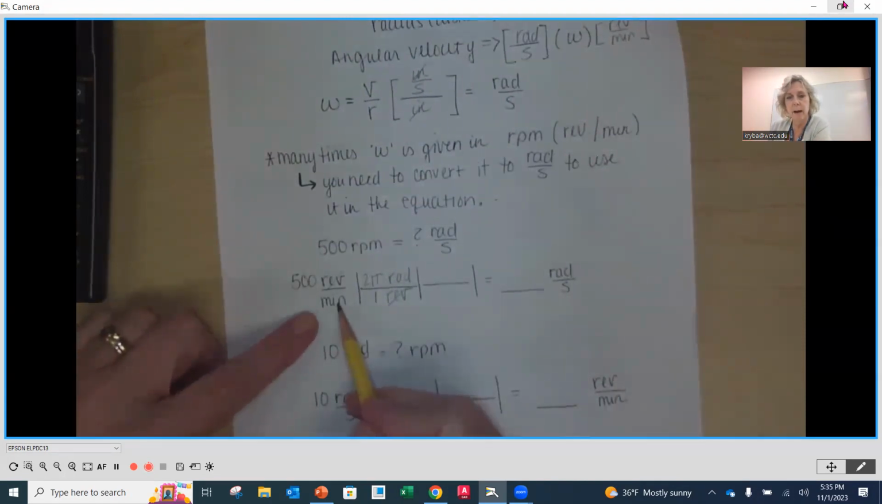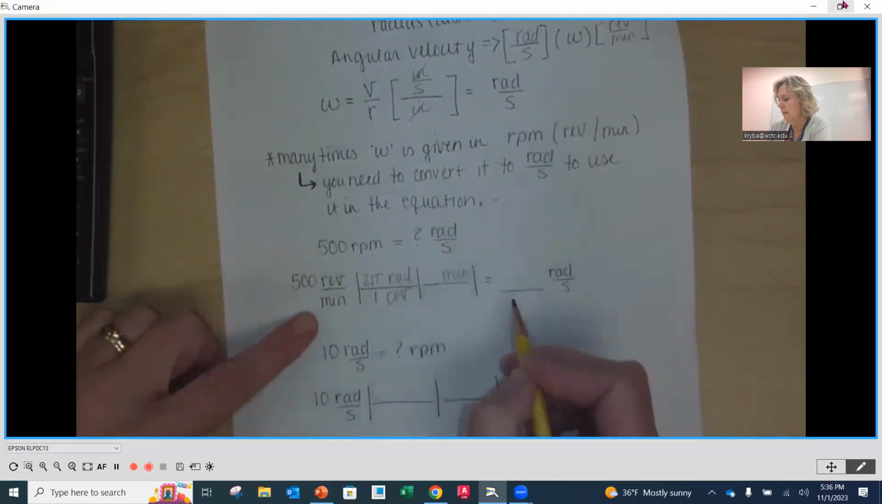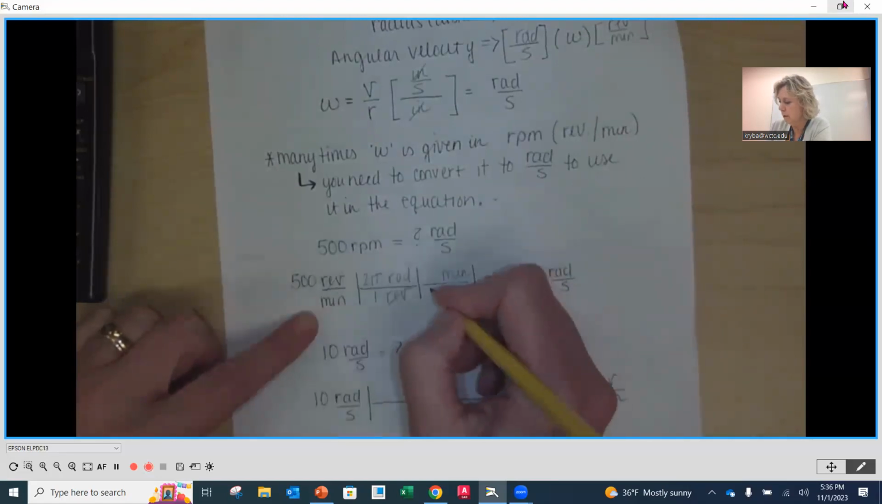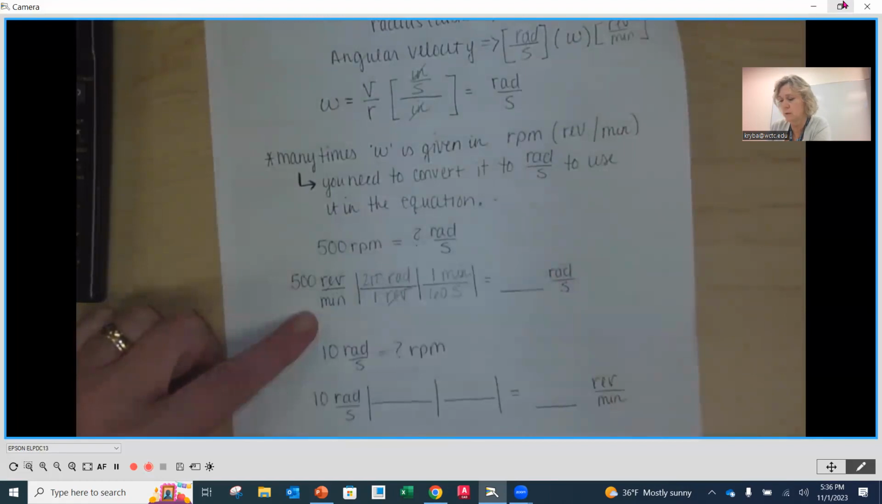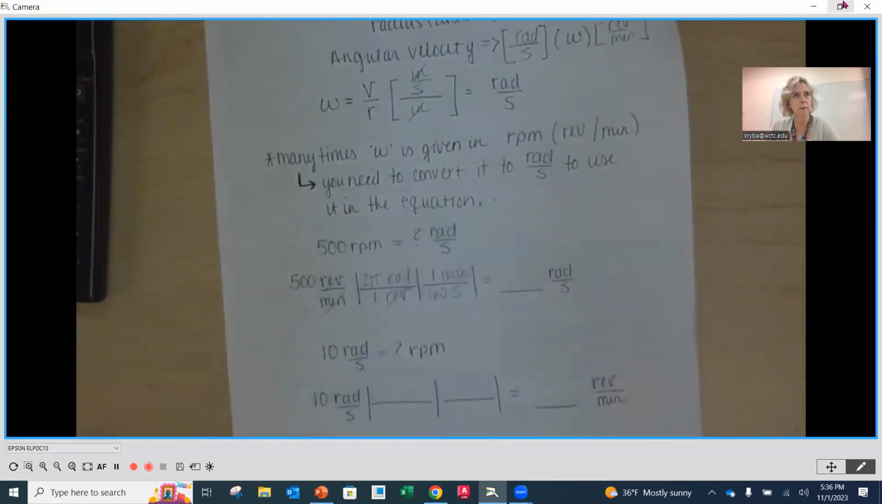Since my minute is on the bottom here, I'm going to put it so that it cancels out on the top here. And then I want to convert it to seconds. So then I'm going to put my conversion in here. I know that there's 60 seconds in 1 minute. So 60 goes on the bottom here. And then my minutes are going to cancel because I'm going to multiply across the top, divide by the bottom.